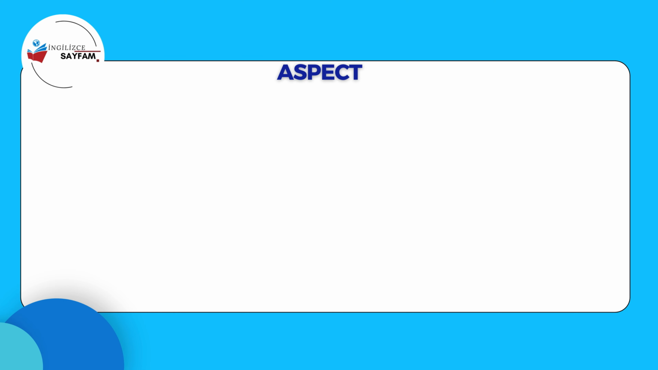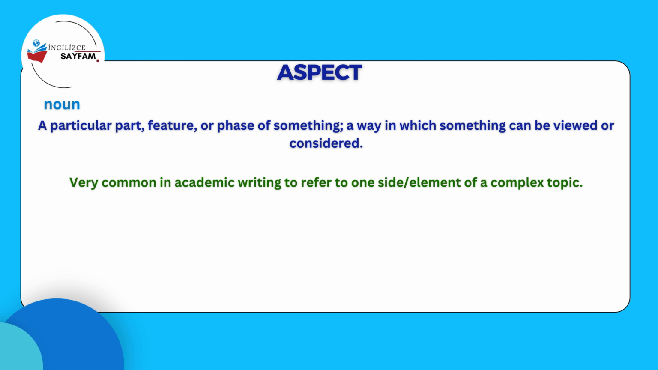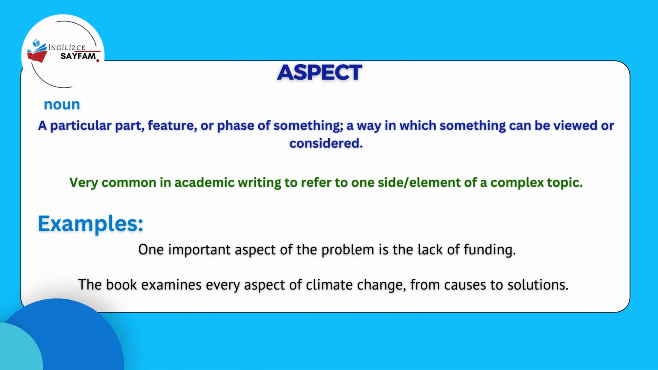Aspect. Noun. A particular part, feature, or phase of something. A way in which something can be viewed or considered. Very common in academic writing to refer to one side or element of a complex topic. Example: one important aspect of the problem is the lack of funding. Or, the book examines every aspect of climate change, from causes to solutions.